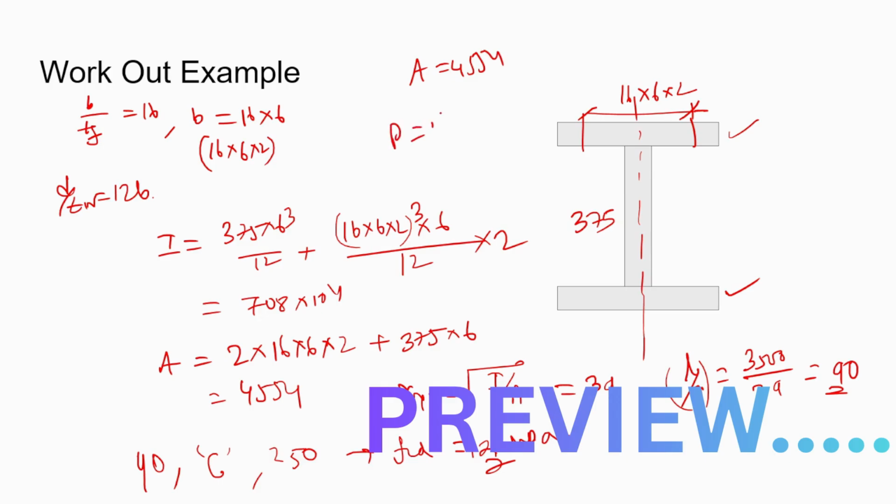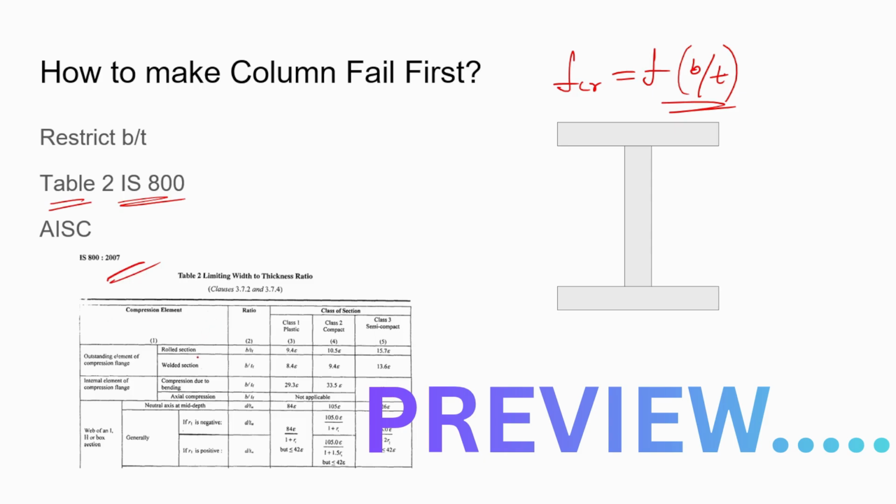Load is simply A times FCD, and this gives us that 550 kilonewton factored. This is the factored load. This table is very familiar to you. Why do you use this table? Simply to classify your section, whether it is plastic or compact or semi-compact, because your mission is always to ensure that your section is not slender.